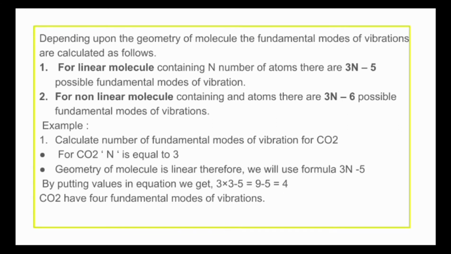The first example is: calculate the number of fundamental modes of vibration for CO2. Solution: for CO2, n is equal to 3. How? As we know, in CO2 one carbon atom and two oxygen atoms are present, therefore the number of atoms n is equal to 3, and the geometry of the molecule is linear, therefore we will use the formula 3n-5. By putting values in the equation we get 3 × 3 - 5, which is equal to 4. Therefore CO2 has 4 fundamental modes of vibration. Okay.